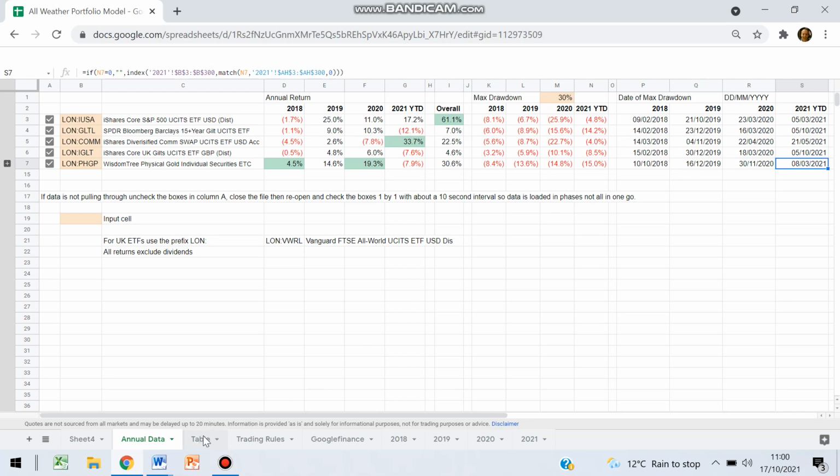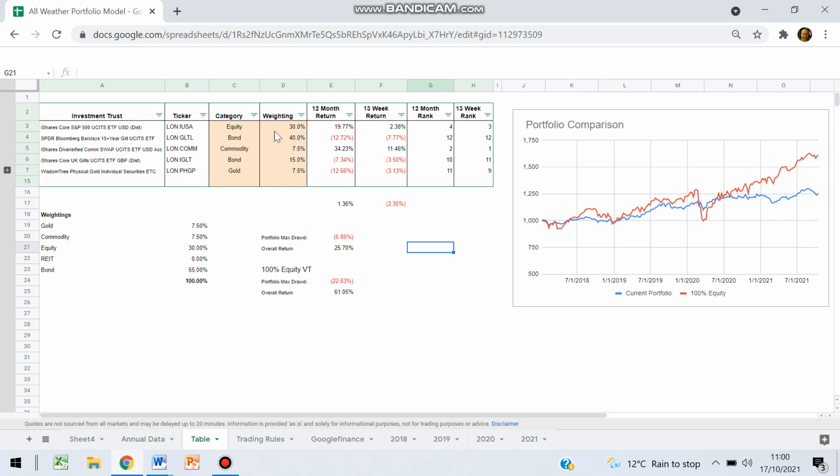So then what I do is put it all into a table. These are the weightings that Ray Dalio uses for his all-weather portfolio. So 7.5% gold, 7.5% commodities, 40% long-term bonds, 15% short-term bonds, 30% equities, and that's how he gets more of a risk parity around what's going on.